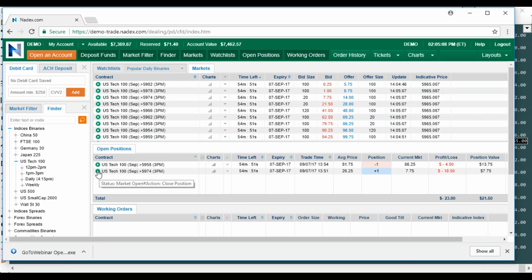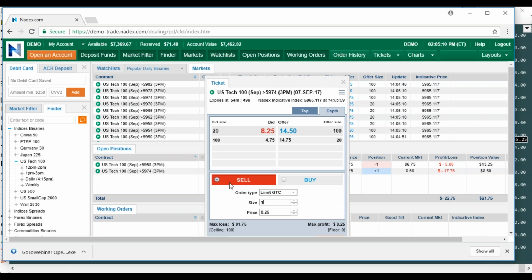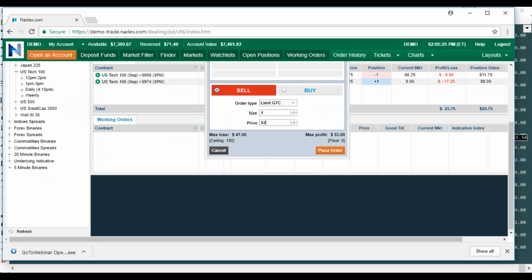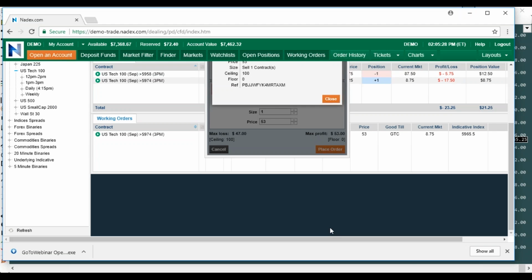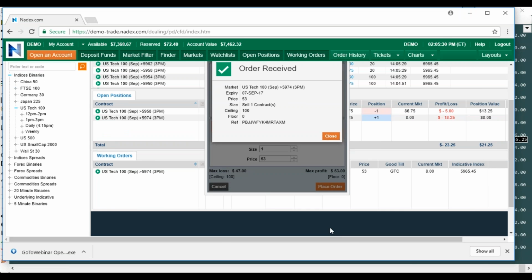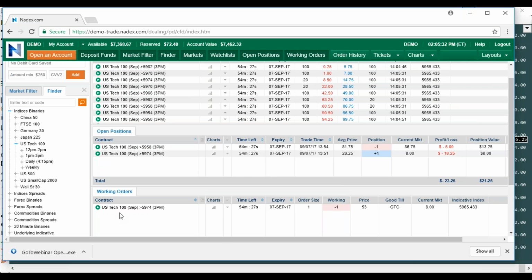So I click it. It opens it up, say in sell, and it already has a sell price in there, which is the current sell price when I open the ticket. But I don't want to sell it for that, do I? I want to sell it for what? Delete, delete, delete. 53. Place order. Where did that order go? It's in working orders. Saying what? Sell me it when I get to 53.